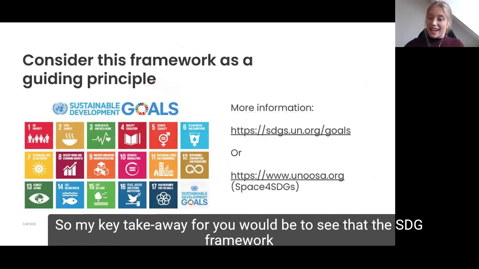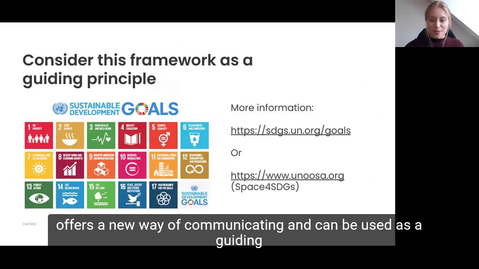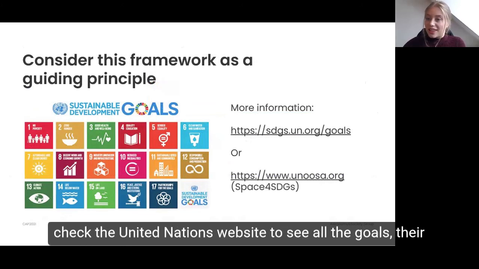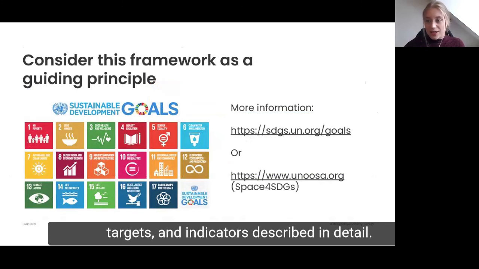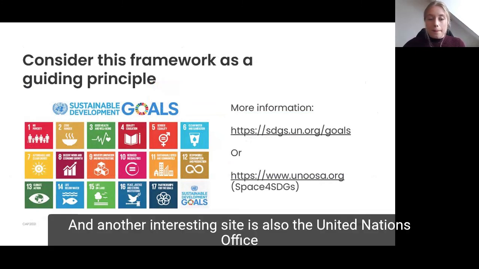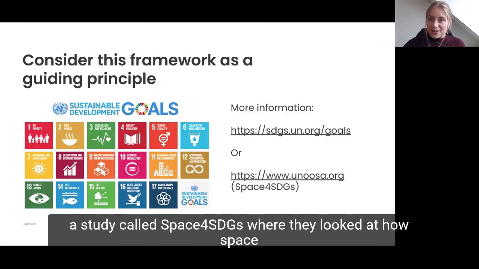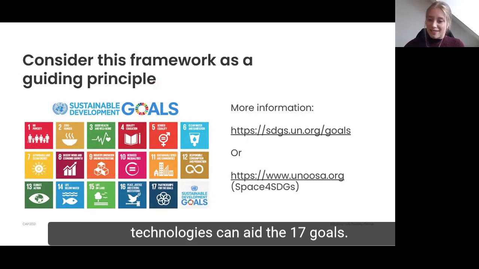So my key takeaway for you would be to see that the SDG framework offers a new way of communicating and can be used as a guiding principle. For more information on this framework, you can check the United Nations website to see all the goals, their targets, and indicators described in detail. And another interesting site is also the United Nations Office for Outer Space Affairs, UNOOSA website, as they conducted a study called Space for SDGs, where they looked at how space technologies can aid the 17 goals.